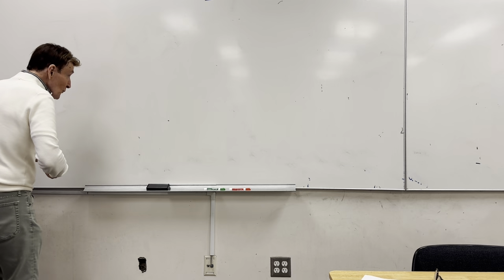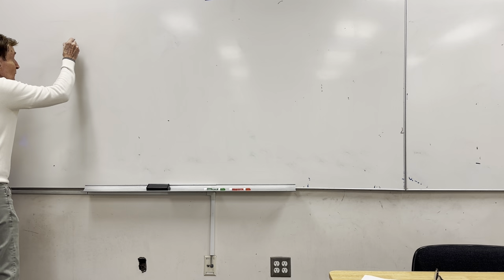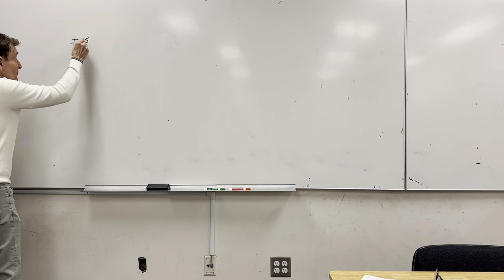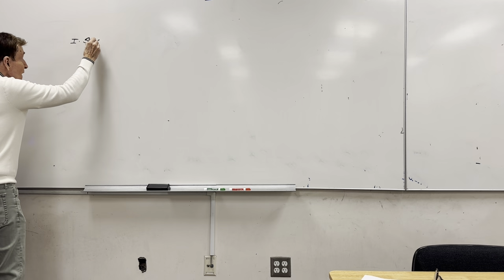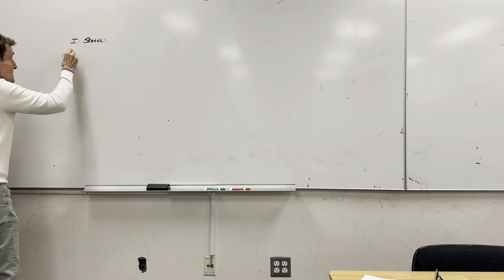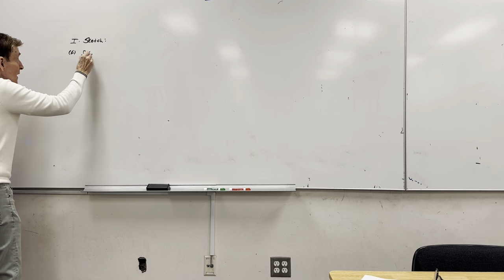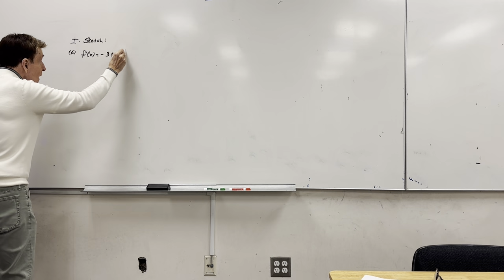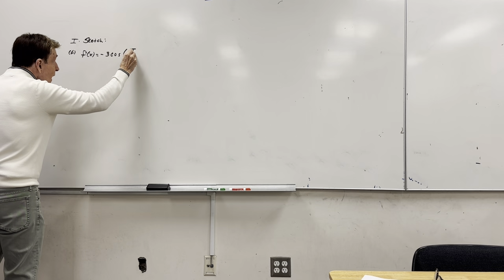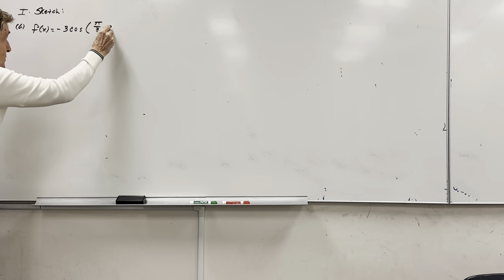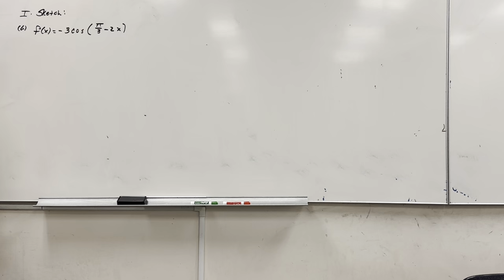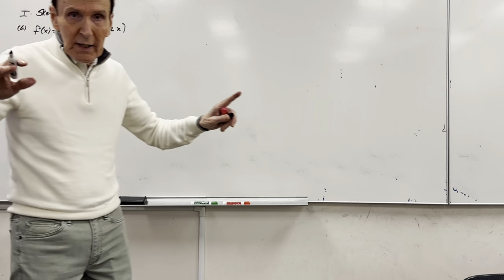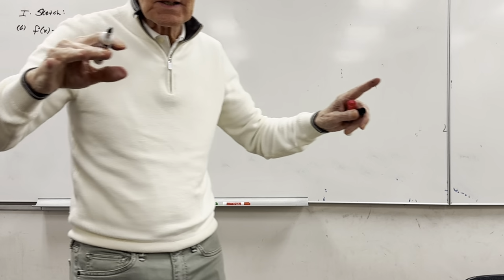Jacob, read that function to me that we plan to sketch. F of x equals -3 cosine of pi over 3 minus 2x. Make sure I have that copied down correctly. Looks like that. Correct.